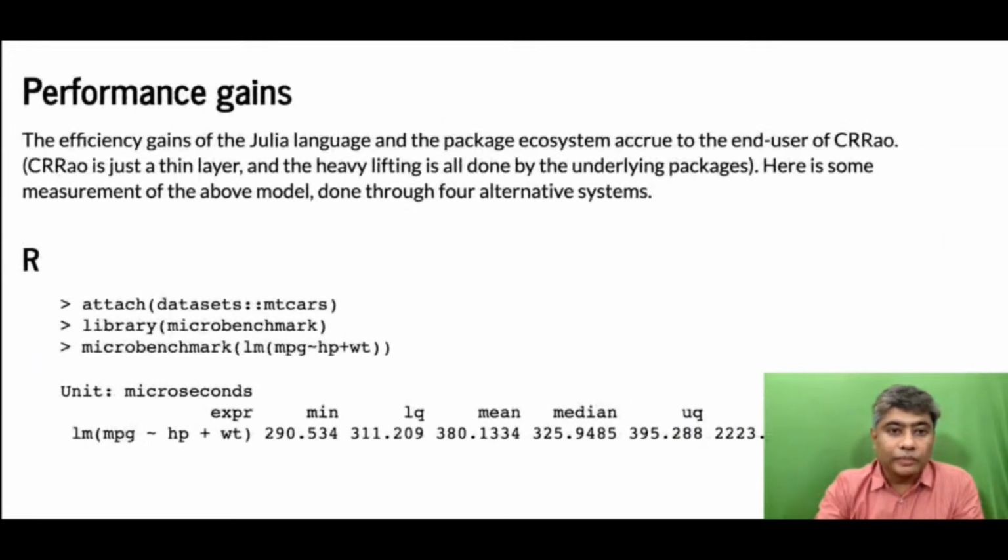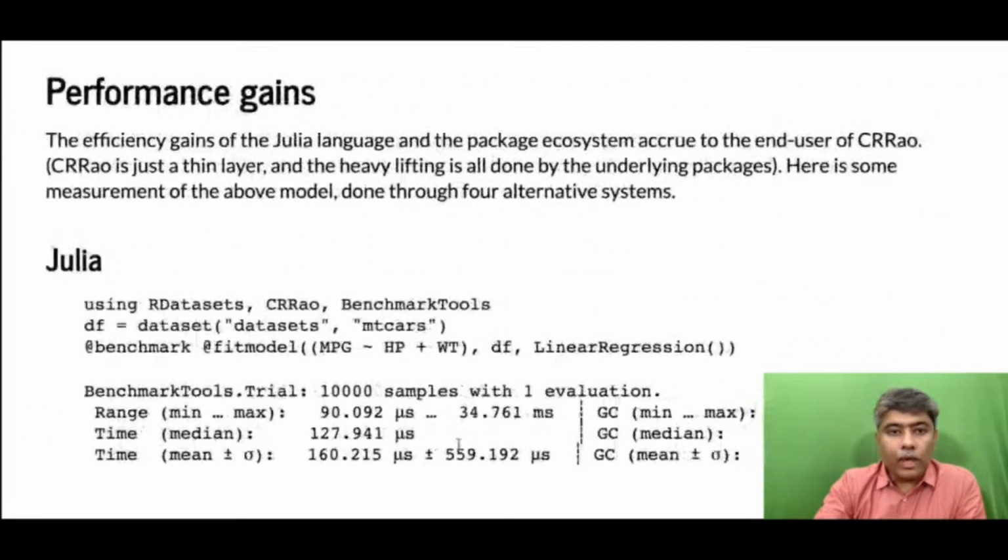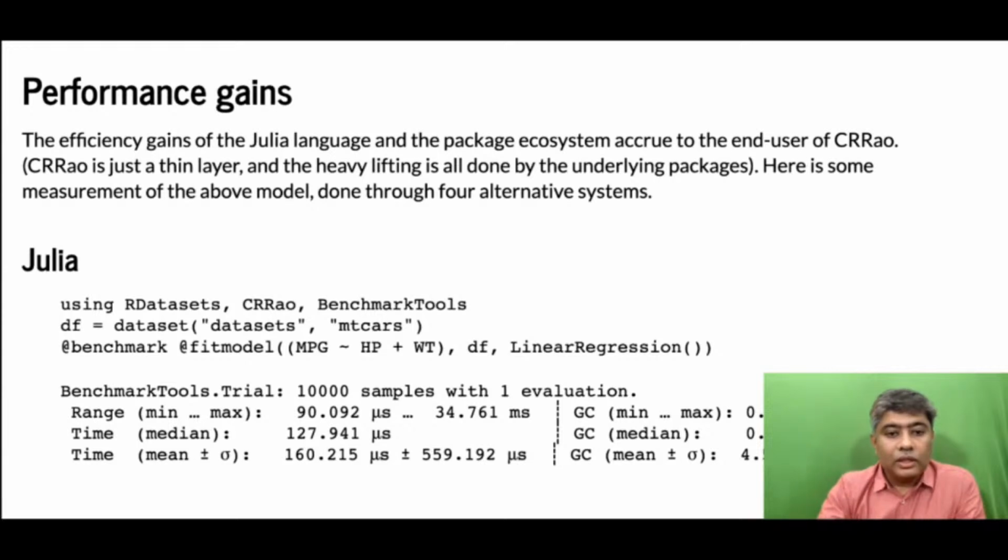Now we did a check of the performance gain, and in R we micro benchmarked exactly the same model, MPG with HP and weight, with exactly the same dataset, and it took about 380 microseconds on average. And when we checked the same thing with Julia, it took about 160 microseconds.